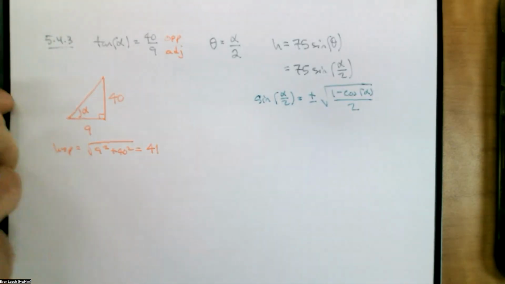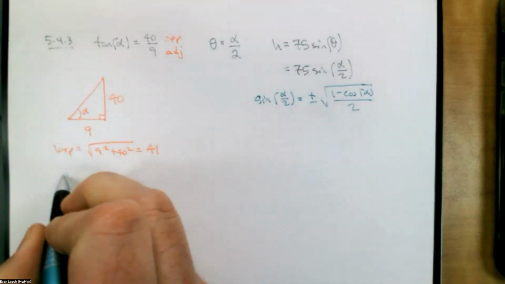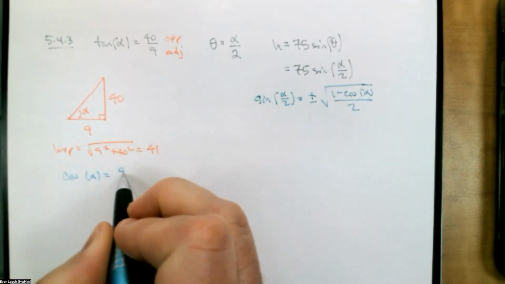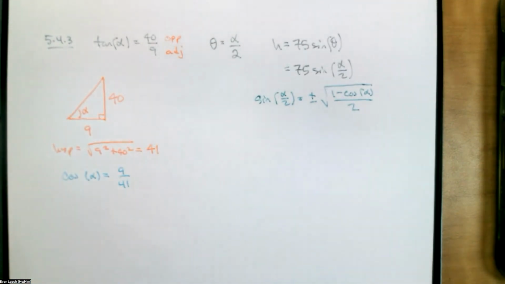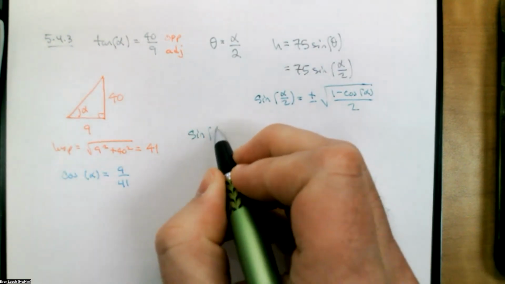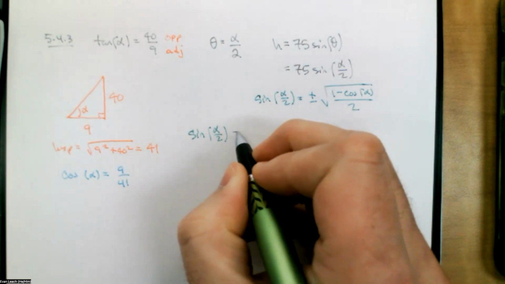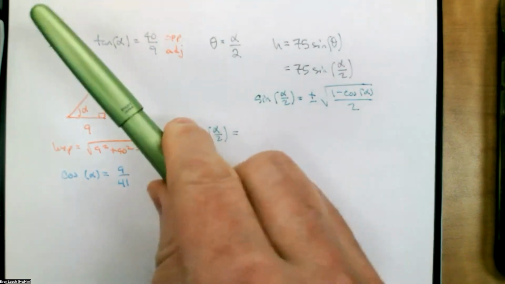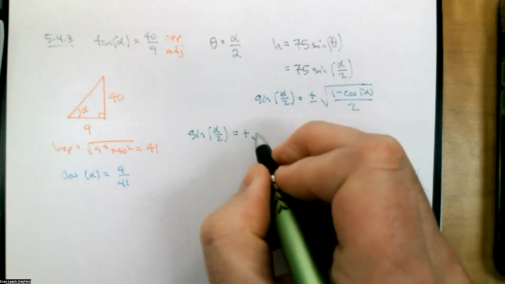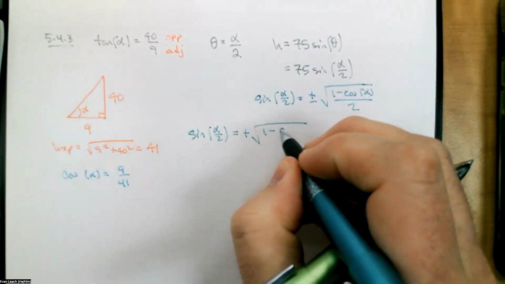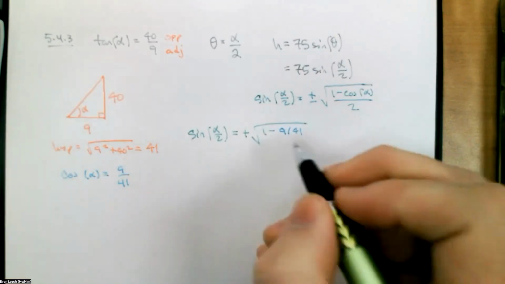More importantly, we have a way to make the cosine of alpha. Cosine of alpha is adjacent over hypotenuse. And so now if I want the sine of alpha over 2, I don't know how high we're raising this thing, but I don't think we're raising up so much as flopping over to the other side. So I'm just going to go with the positive. Square root of 1 minus 9 over 41, all over 2.